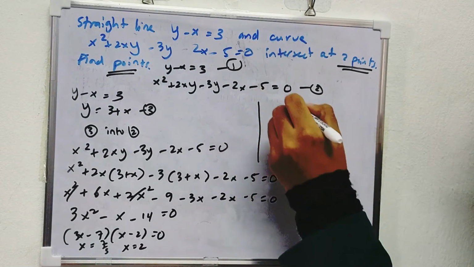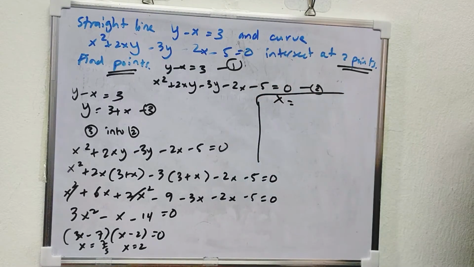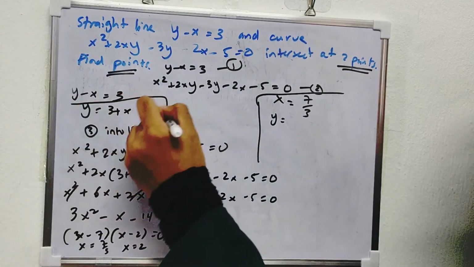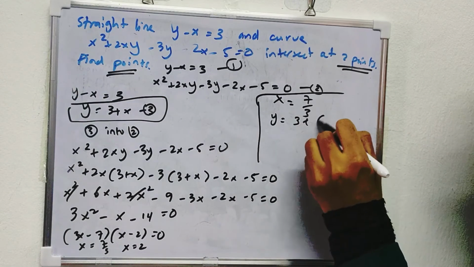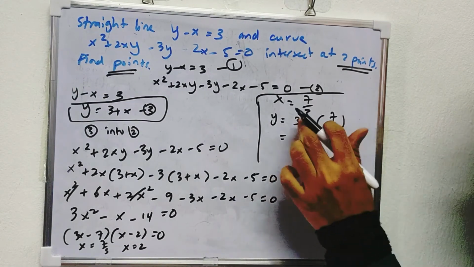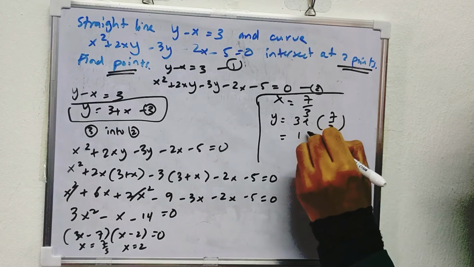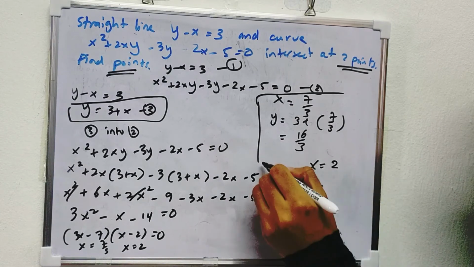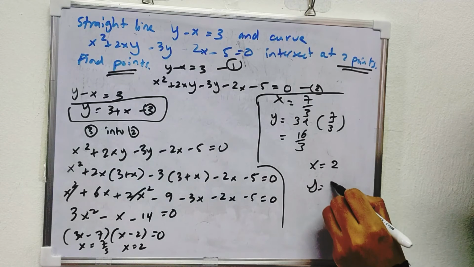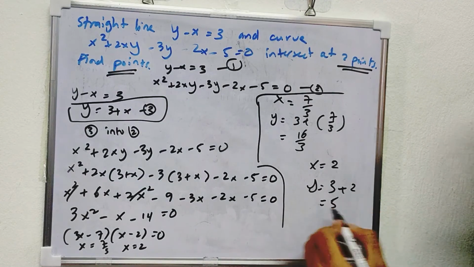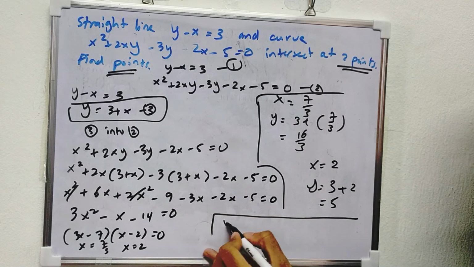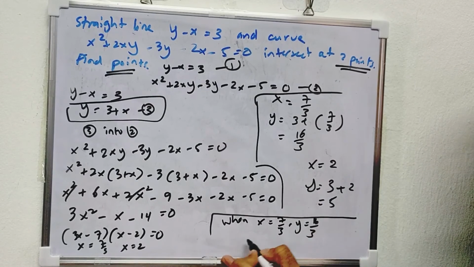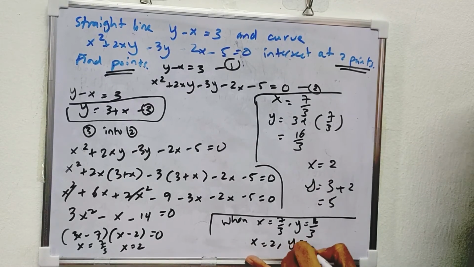When x equals 7 over 3, y equals 3 plus 7 over 3, which is 9 plus 7 over 3, that is 16 over 3. And when x equals 2, y equals 3 plus 2, which is 5. So, conclusion: when x equals 7 over 3, y equals 16 over 3, and when x equals 2, y equals 5.